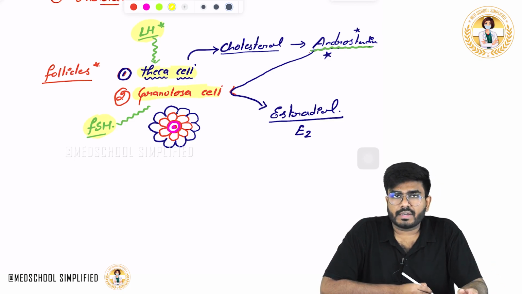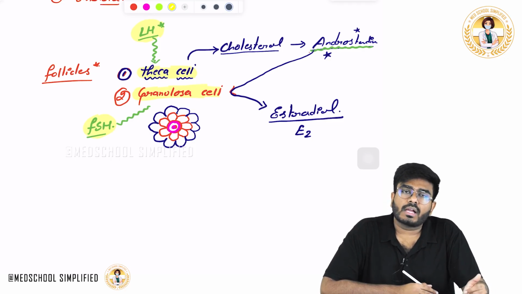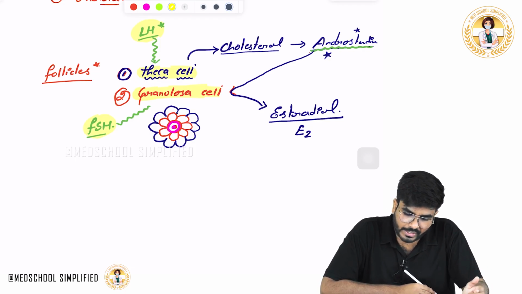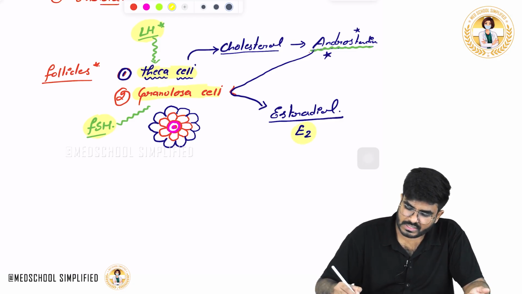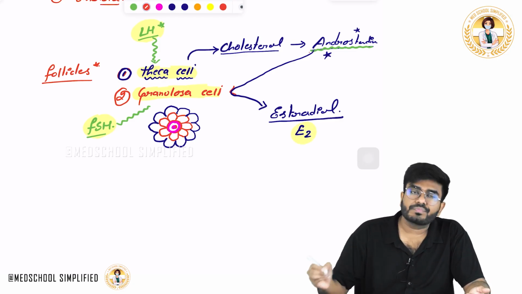Luteinizing hormone is going to act on the Leydig cells. So, Leydig cells are going to convert cholesterol into androstenedione. That androstenedione is going to come to the granulosa cells. In the granulosa cells, that androstenedione will be converted into estradiol, that is E2. So, this is how estrogens are going to come into the females.